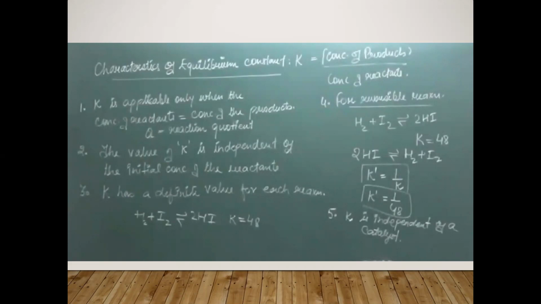Then K has a definite value for each reaction. Like for hydrogen and iodine forming hydrogen iodide, the value of K is 48 always. Clear? At a particular temperature. But if I reverse the reaction, when hydrogen and iodine combine they form hydrogen iodide, and when hydrogen iodide decomposes it again forms hydrogen and iodine, because here we are talking about reversible reactions. So what will be the effect on equilibrium constant? In that case, the equilibrium constant will be the reciprocal of this reaction's.